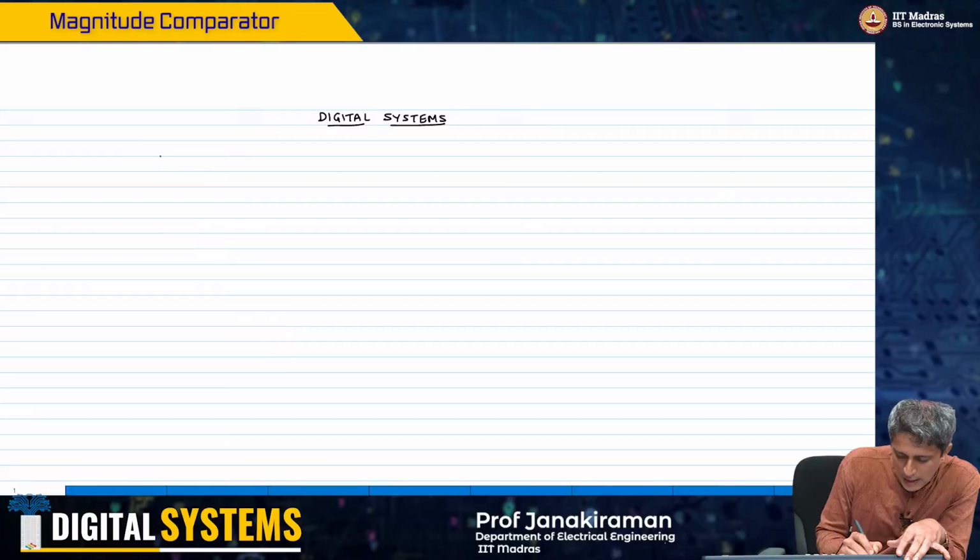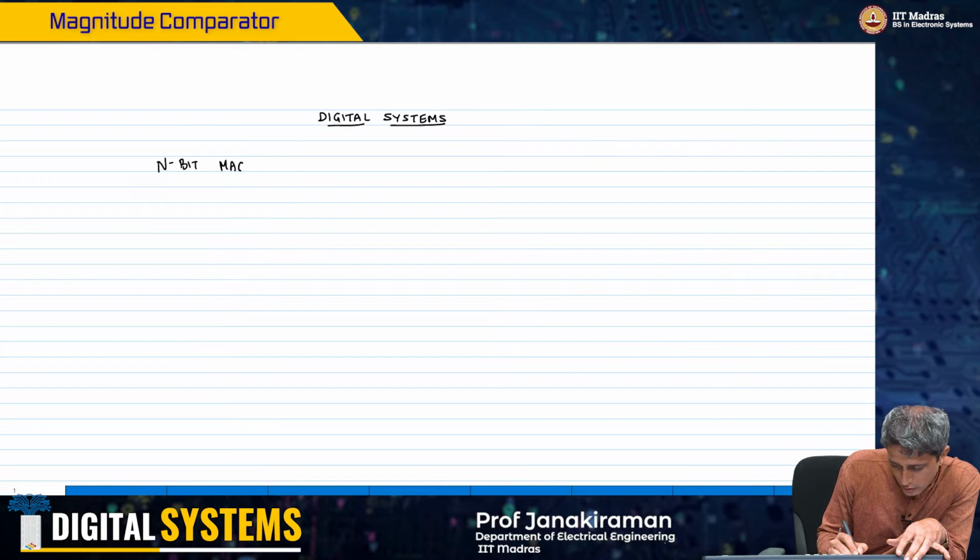So let's continue our discussion on a few more multi-bit circuits, right? Now we are going to look at a very common and important operation that happens in a microprocessor, and that is basically n-bit magnitude comparison.